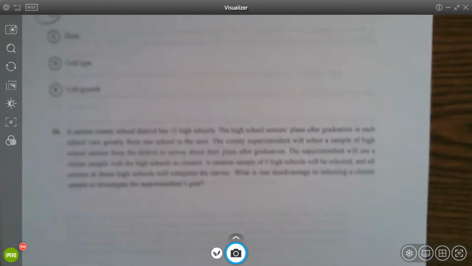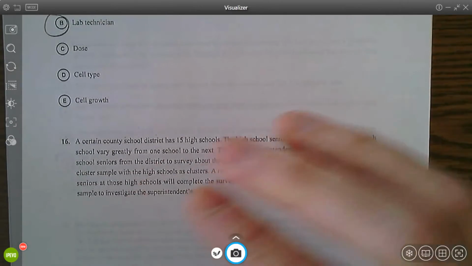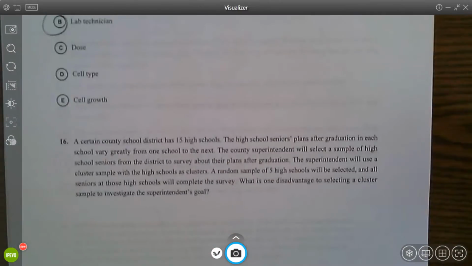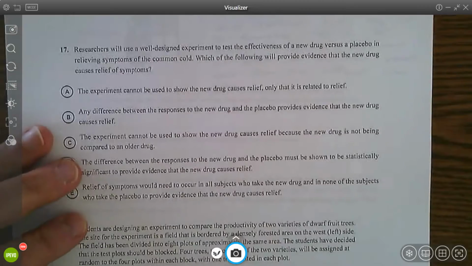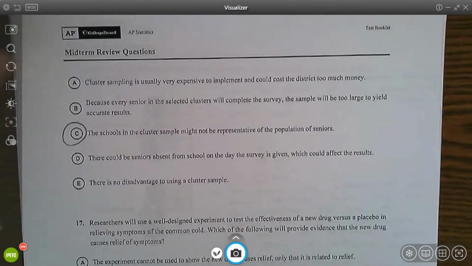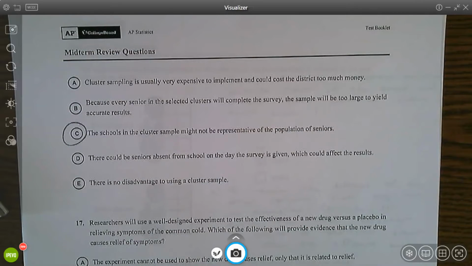Okay, for number 16, we want to know a disadvantage to selecting a cluster sample. Remember, a cluster sample is you split the population into different groups, like mini populations. You randomly select some of those, and you sample everyone in those clusters. So the issue with this one is, if we get a cluster that's not representative of the seniors, then we have an issue. And that's what could happen here.